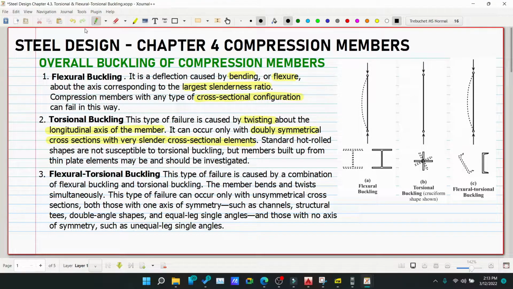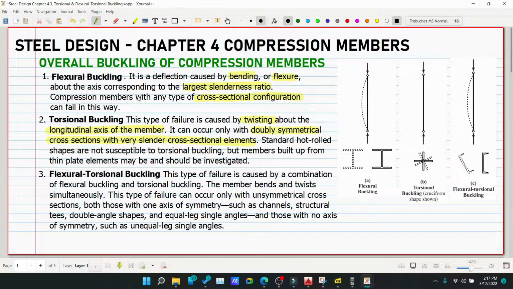And sa torsional buckling kasi, usually yung mabilis na mag-fail under sa torsional buckling is yung merong cruciform shape. Yung cruciform shape is almost cross or cross shape. So, yun yung mag-undergo sa torsional buckling. Ito pala yung flexural buckling, and alam naman natin kapag flexural buckling, ganito ang pag-buckle niya or pag-bend. And then, this is torsional buckling. Pinakita dito na cruciform yung shape.